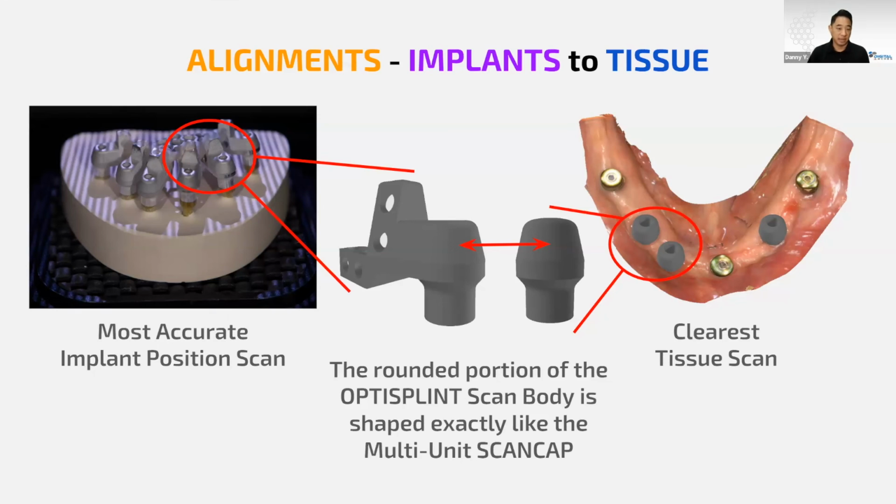But we're using again the most accurate implant position scan from the desktop scanner. And we're using the back of those scan bodies and aligning it directly to the tissue scan. Now, if we didn't have the multi-unit scan caps, what we were doing in the past was using the healing caps from the implant system that the patient or the doctor used, and converting those healing caps into a similar digital geometry of the OptiSplint scan bodies, and then using that geometry to align the tissue back to the implant positions.